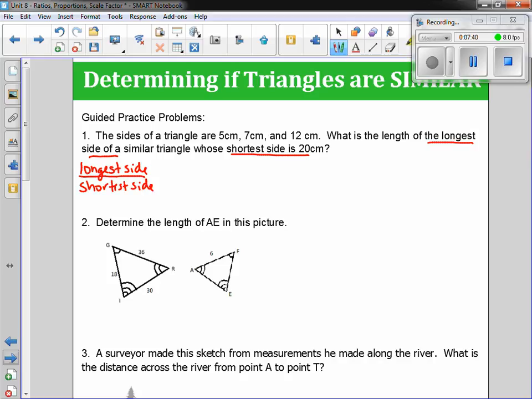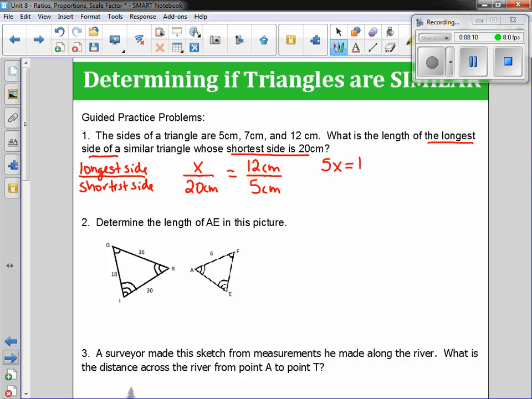The longest side of my similar triangle is unknown, so we're going to call that x. The longest side of the triangle that is known is 12 centimeters. The shortest side of the unknown triangle is 20 centimeters, and the shortest side of the known triangle is 5 centimeters. We are going to cross multiply.